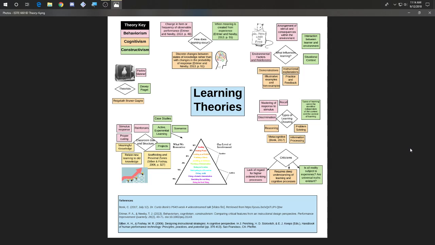This is my explanation guide for my learning theories matrix. First of all, I want to take you on a quick tour just to orient yourself with my matrix. As you can see, I took somewhat of a circular approach. I'm going to be starting at the 12 o'clock position and working my way clockwise, but you are free to look at this in any way you like.